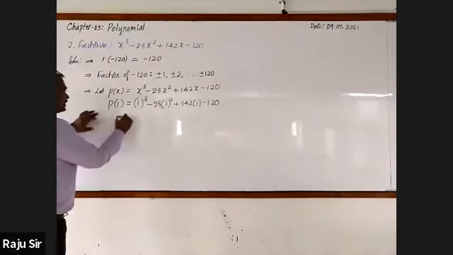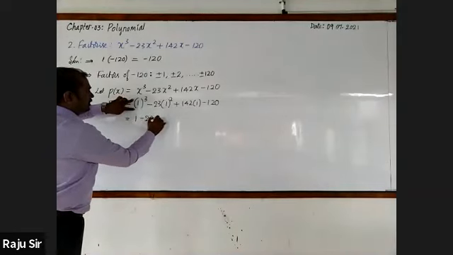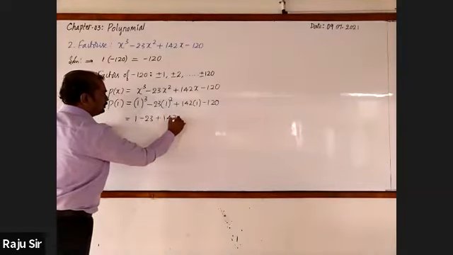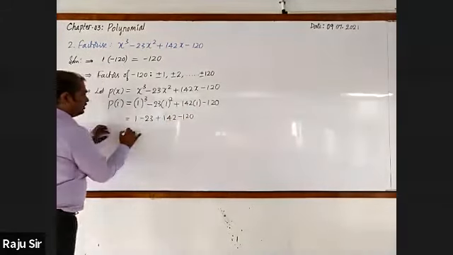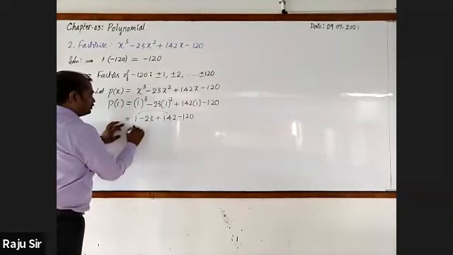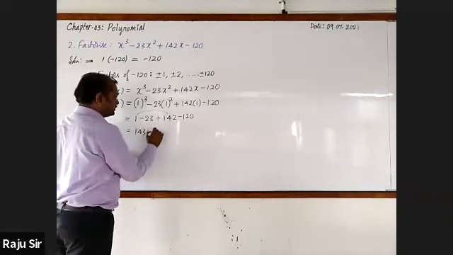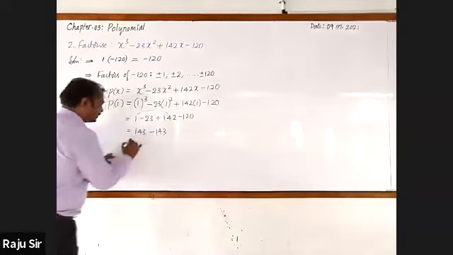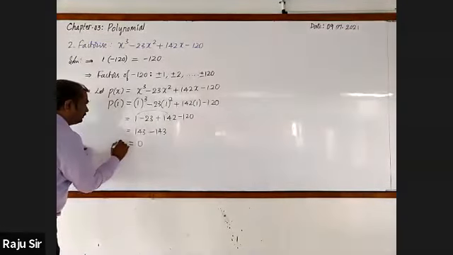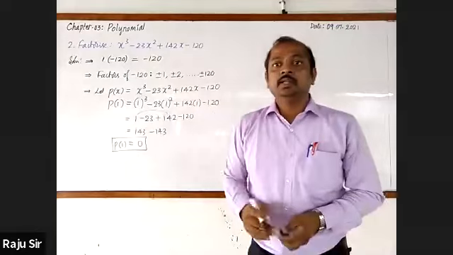Next, 1 cube is 1. This is minus 23, and 142 ones are 142. Then minus 120. It is equal to 142 plus 1 as 143, minus 23 minus 120 as minus 140. Both get cancelled. It is 0. P of 1 is 0, nothing but the remainder is 0.